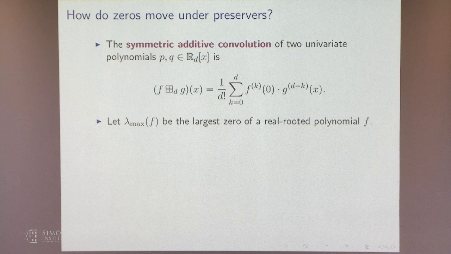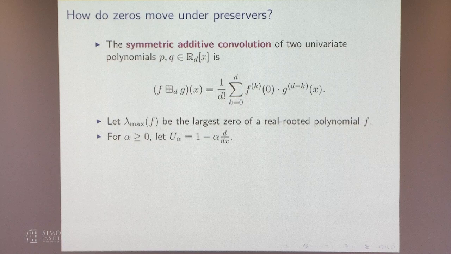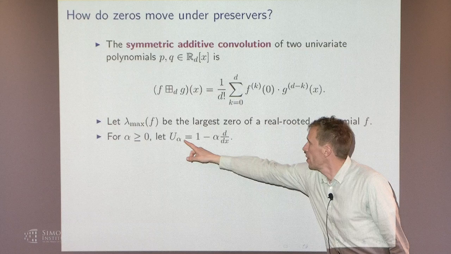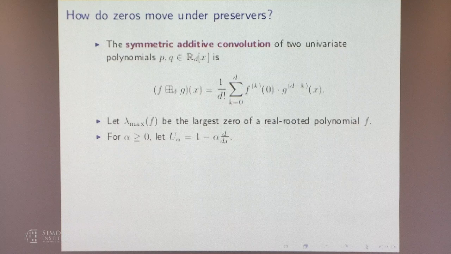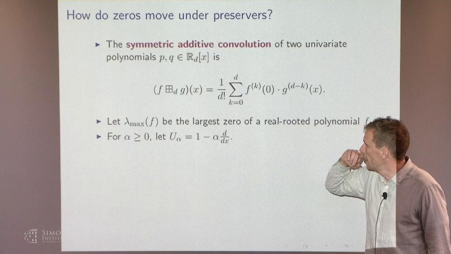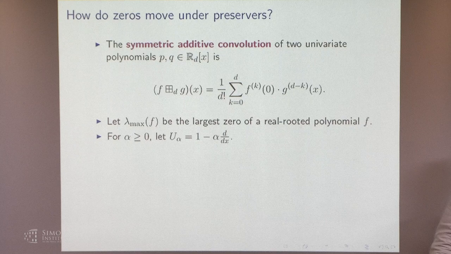And we want to look at the maximum zero, or the largest zero, of a real-rooted polynomial. So now we look at univariate polynomials. To do this, we first want to deform the polynomial by this linear operator, and this linear operator is easily seen to preserve stability. We've seen examples of this before. You can just take the symbol of it.